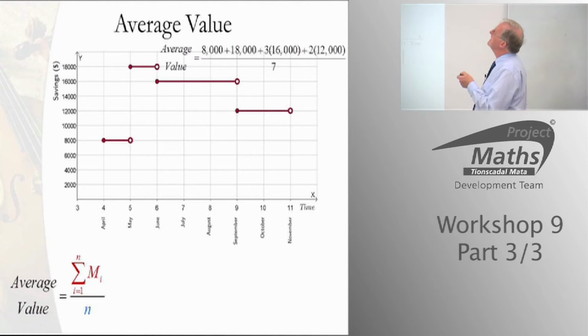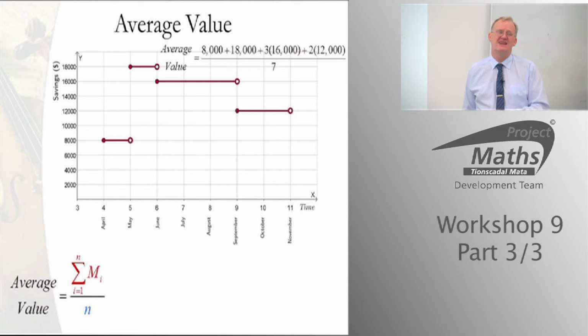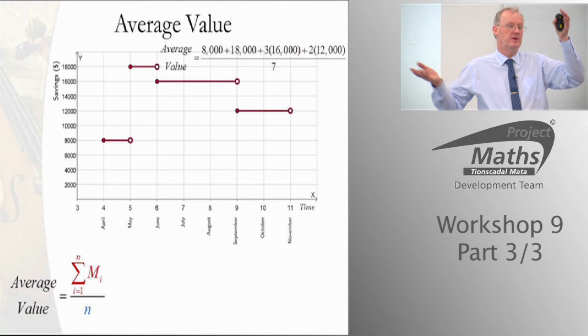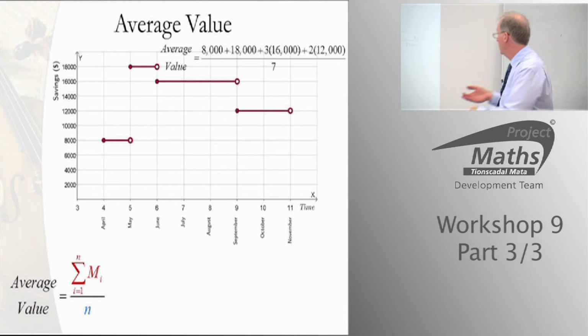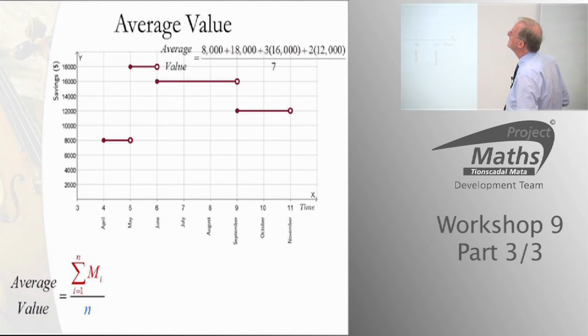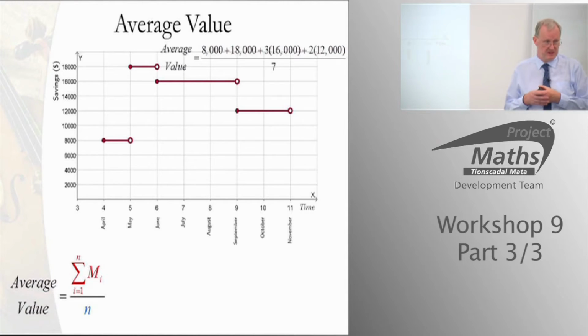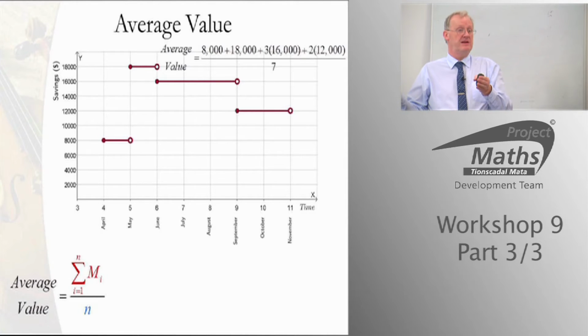But let's look at the 8,000. What is the 8,000? Actually, it's a height. And the 8,000 is only there once, so it's only one time period. So actually that 8,000 is 8,000 by 1. It's height by width. It's actually area. Look at the 18,000. It's a height of 18,000, one time period in width. So it's actually height by width. It's area.